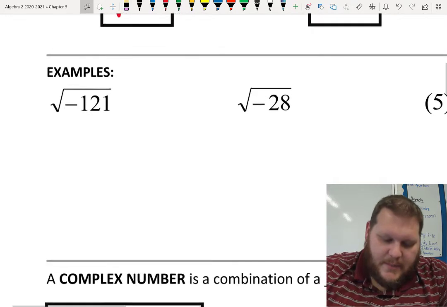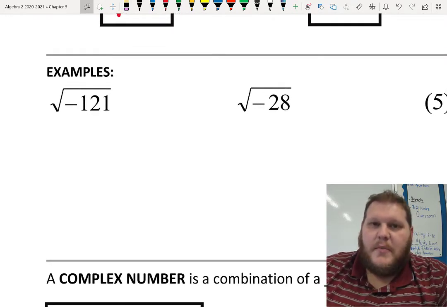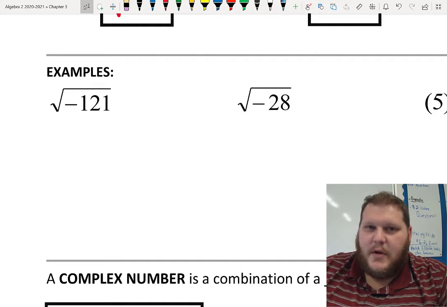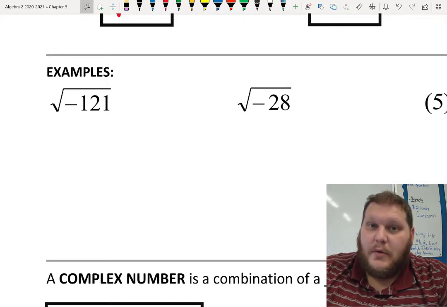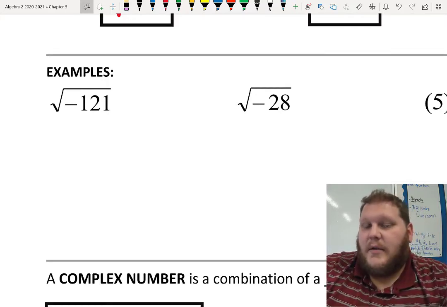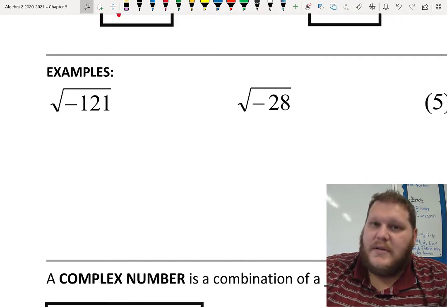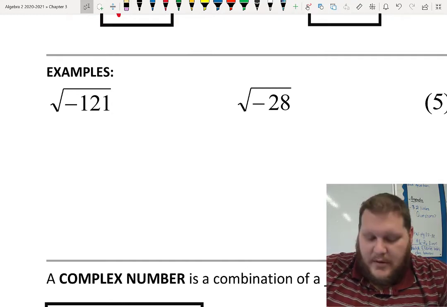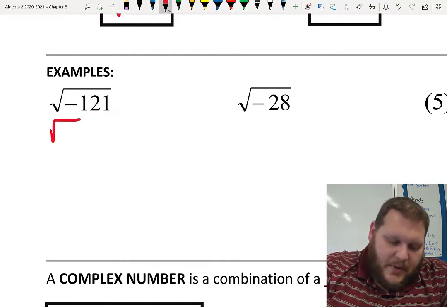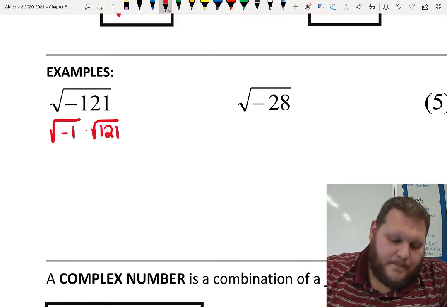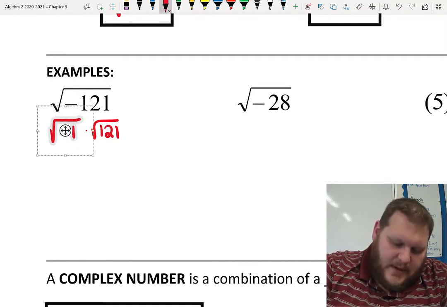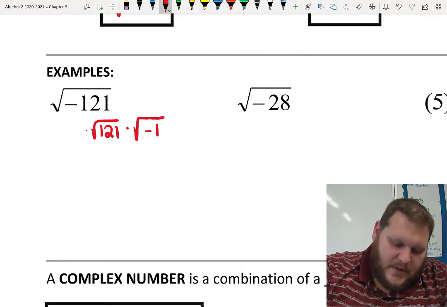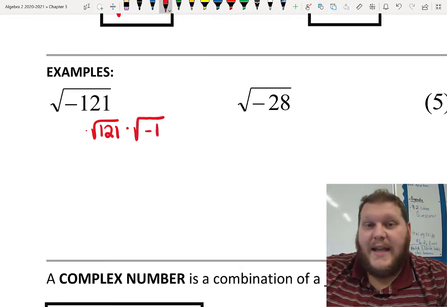First and foremost, simplifying the square root of negative 121. Here, I can't simplify the square root of negative 121 because it's negative. But if I apply my rules of square roots, I know that I can rewrite anything underneath my radical as the product of two radicals, as long as those two things multiply together to give my original number. So here, I could split this up into the square root of negative 1 times the square root of 121, or vice versa. Actually, I'd probably write it the other way around, as the square root of 121 times the square root of negative 1, because now I can simplify each of those.